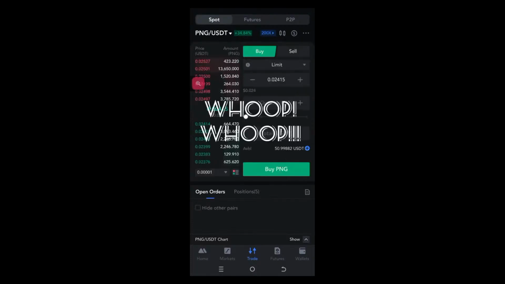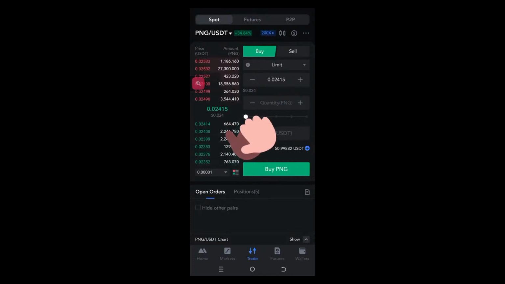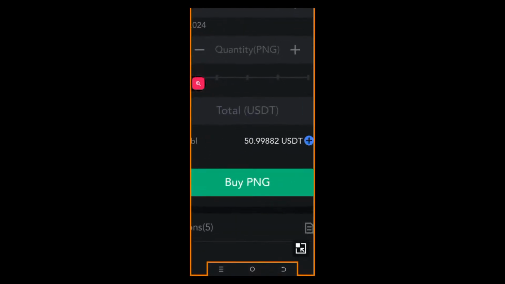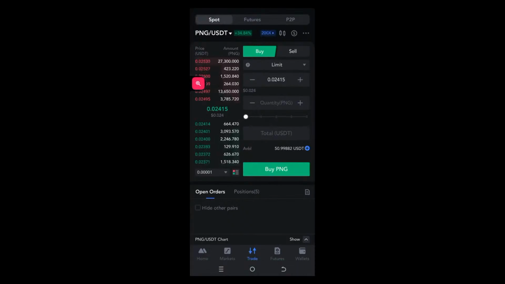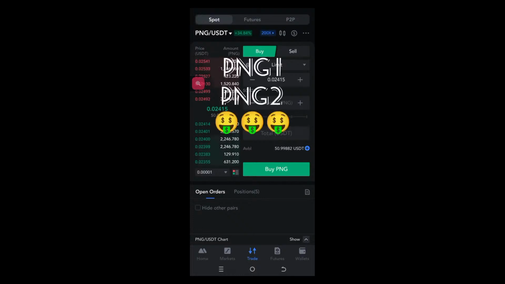Whoop, whoop. Can you see that? PNG has executed a second time. Awesome. And what do we have here? We've got 99 cents. Beautiful. This is practically almost $1. That is interesting. Can you see that? We made almost $1, which was almost 2% on PNG1, PNG2.